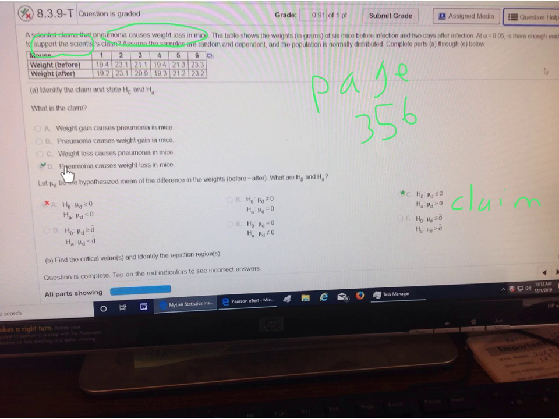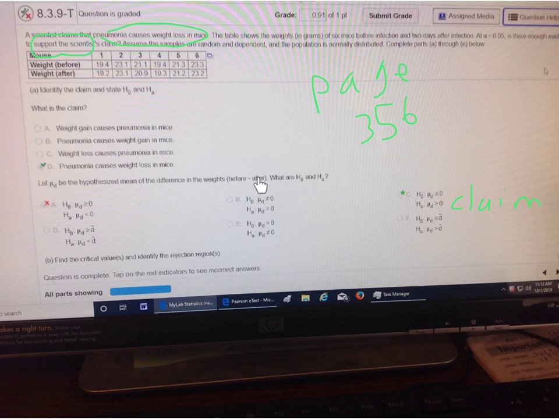So what is the claim? Pneumonia causes weight loss in mice. So let D be the hypothesis mean of the difference in the weights before and after.